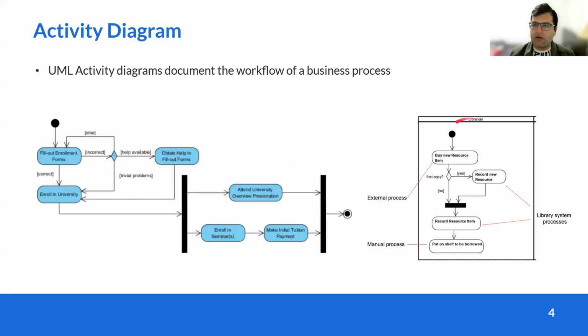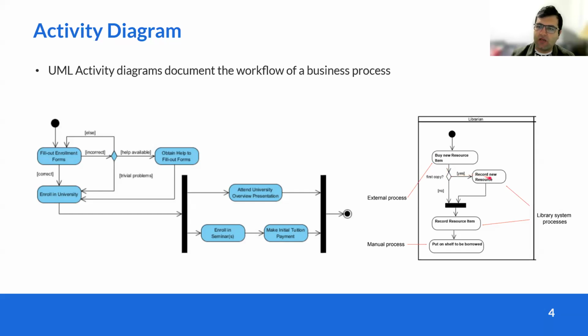And then over here is another example of a librarian. We're going to look at this system a lot, a library management system. So you start off with the librarian buying a new resource item. And then we see, is this the first copy of the resource? A resource could be a book, could be a DVD, could be anything that's in the library, basically. Is it the first copy?